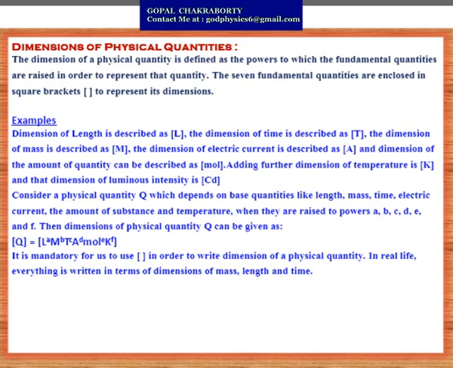Now it will be much easier for you to understand if I explain with some examples. Let us consider a physical quantity, area. What is its unit? Its unit is meter square, that means it is two dimensional, length into length. What is the dimension of meter? That is capital L within square bracket. As the power is 2 for meter square, the dimension of area is L square within square bracket. Similarly, if you consider volume, whose unit is meter cube, the corresponding dimension will be L to the power 3 within square bracket.